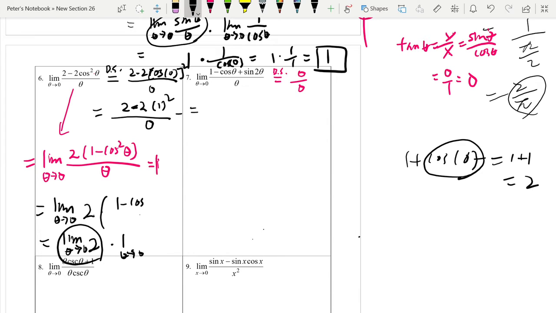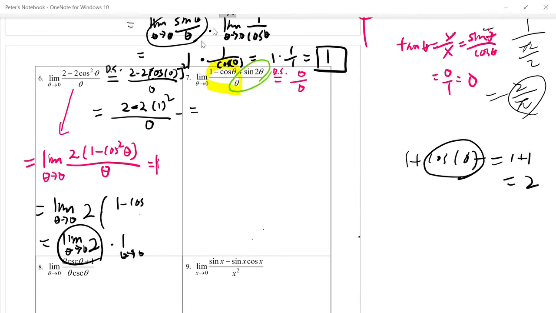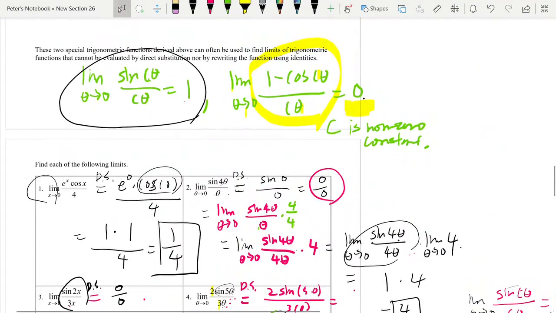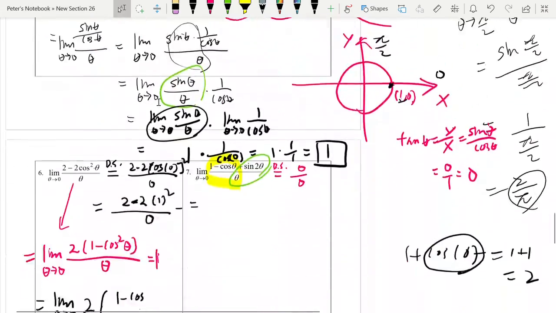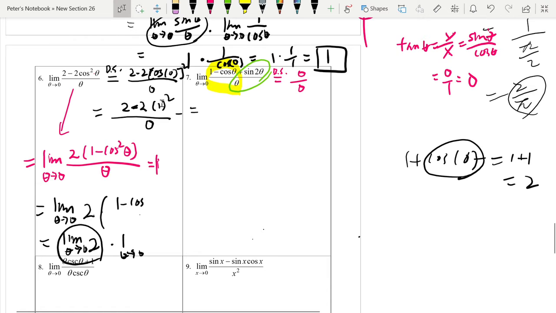It might be looking really tough at first, but again, it comes with experience. Do you see 1 minus cosine theta over theta, and then maybe sine 2 theta over theta, which is similar to sine c theta over c theta? So you can work that out. So how do you approach this problem? We're going to rewrite this as the limit of 1 minus cosine of theta over theta as one piece.